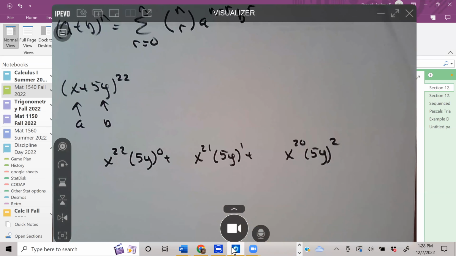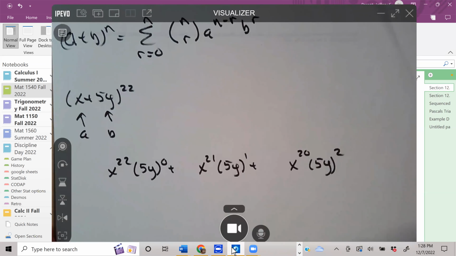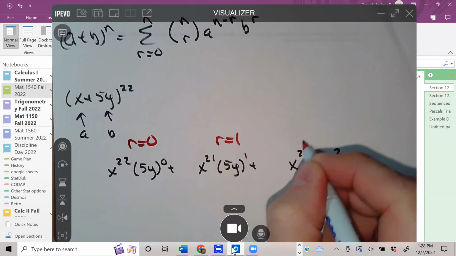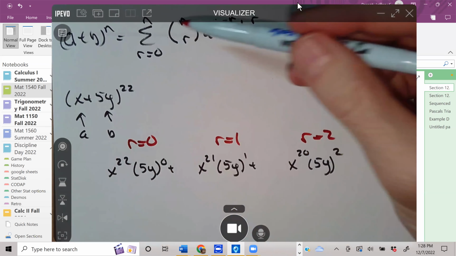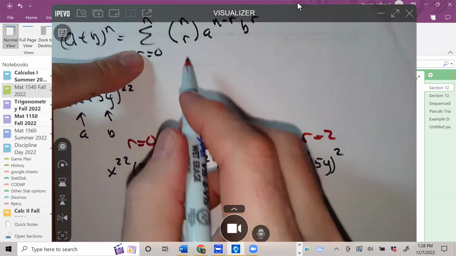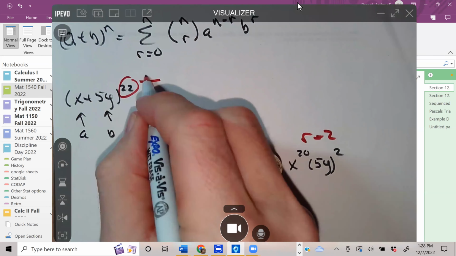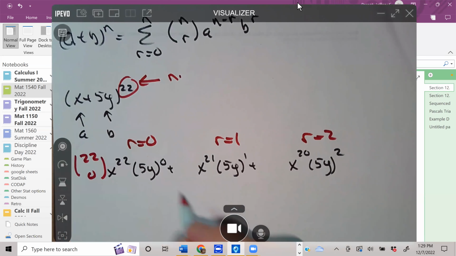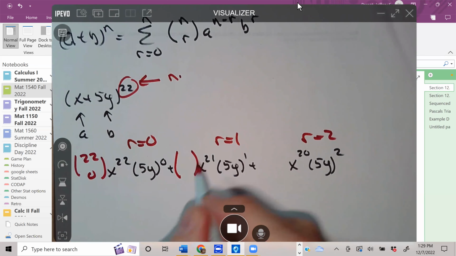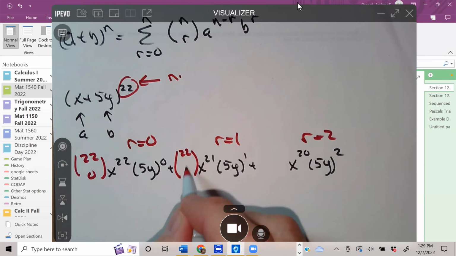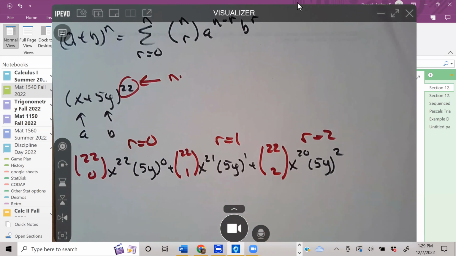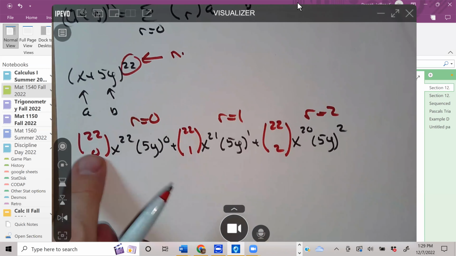Now that's all well and good so far, but what I don't have are the coefficients. And that's where this comes in. So if I do r equals 0, r equals 1, r equals 2, up here in the summation, at r equals 0, that's my n. It's going to be 22 choose 0. And then the next term is going to be r equals 1, 22 choose 1. And then 22 choose 2. Those are going to be your coefficients as you start Pascal's triangle.